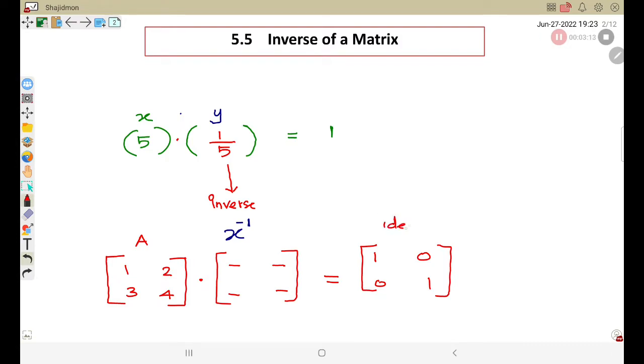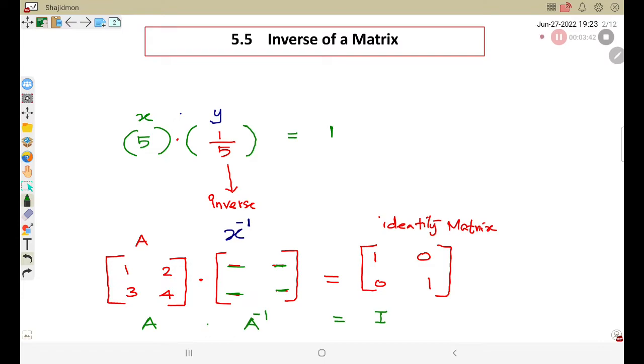This we are calling the identity matrix, or we are representing it with the letter I. So what is the meaning we are telling? When we are taking a matrix A and multiplying with another matrix we are calling A inverse, the answer should be equal to the identity matrix. Then the second matrix we are calling the inverse of the first matrix. So we need to find what is this matrix here. This is the basic idea. This is one example for the 2 by 2 matrix.